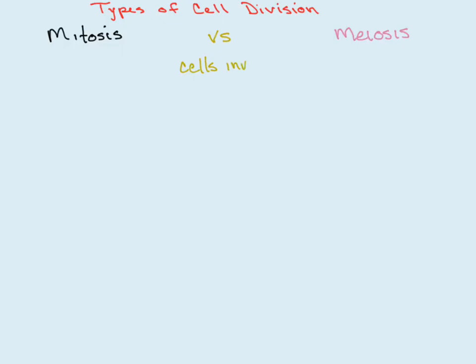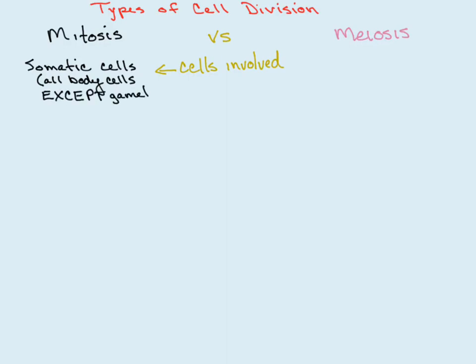So, what cells are involved? Well, for mitosis, the cells involved are your somatic cells, okay? These are all of your body cells, your bone cells, your skin cells, your liver cells, your heart cells, all of those cells except your gametes, okay? So, like I said, skin, bone, heart, eyeballs, liver, all of the cells in your body except your gametes.